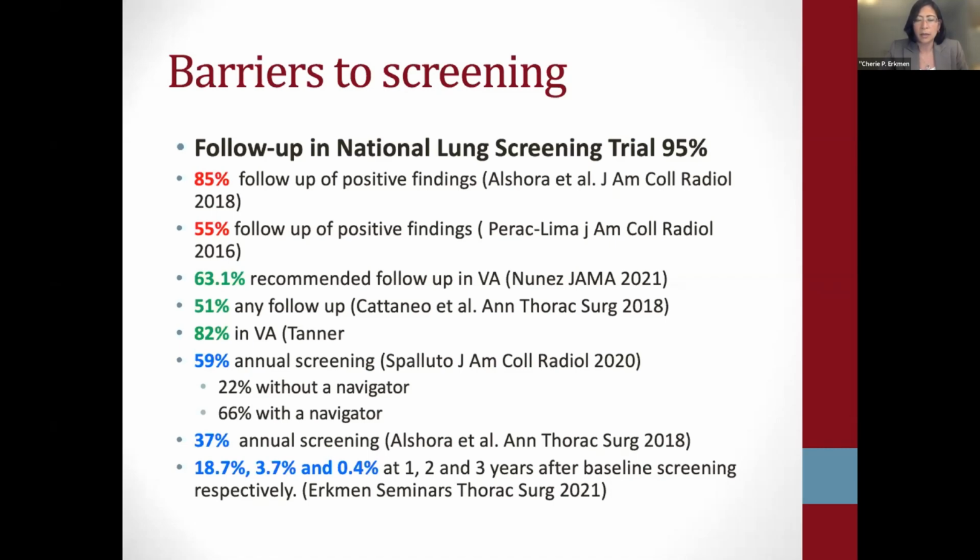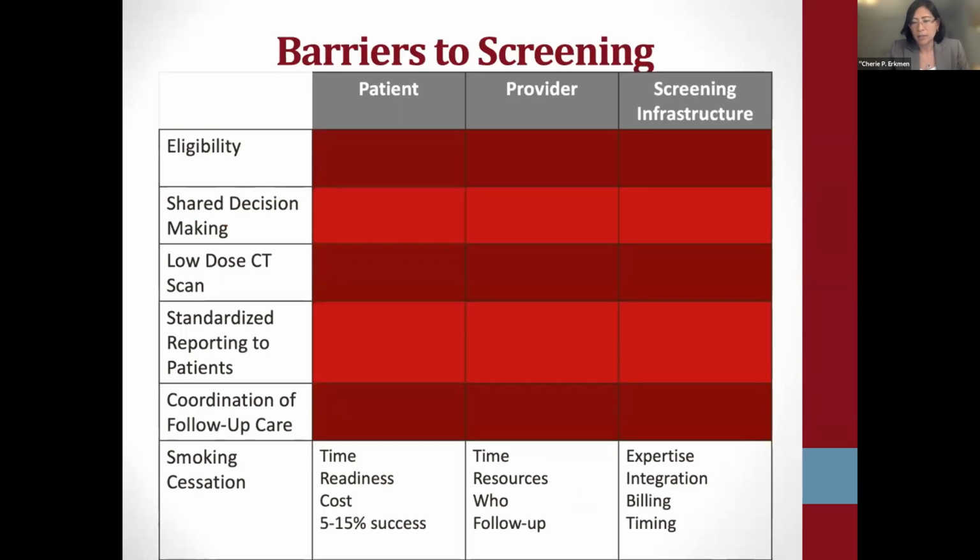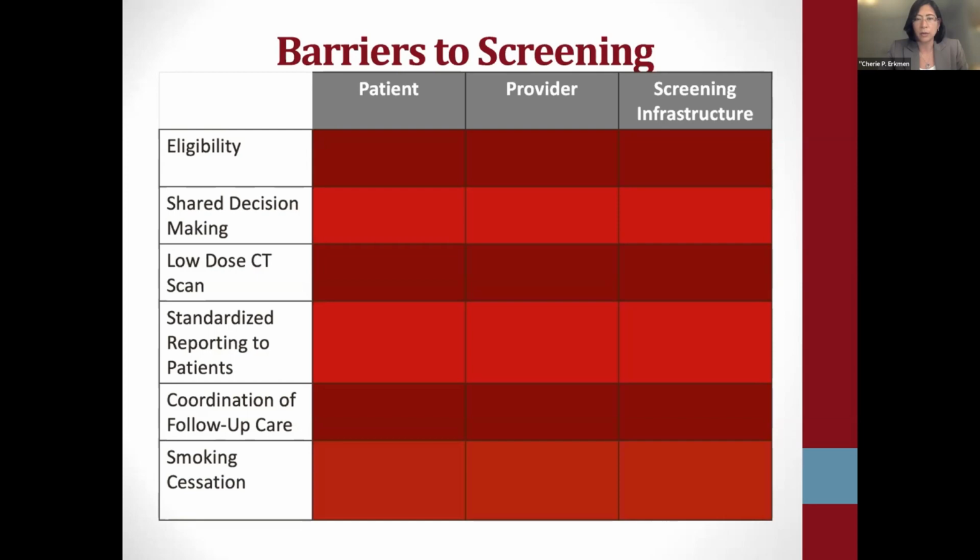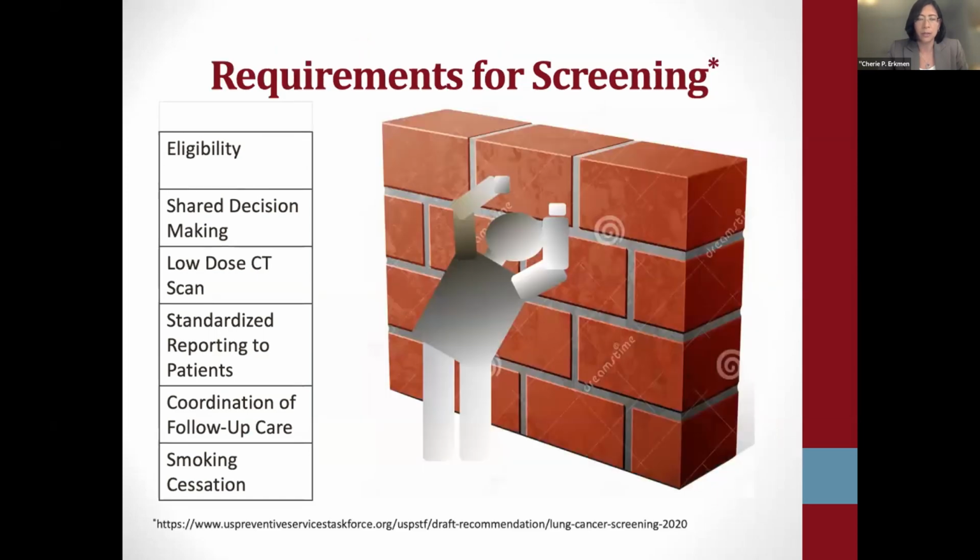And then at the bottom, we look at our data from Temple, a largely underserved community: 18% at 1, 2, and 3 years, and it went down to less than 1% of people who had 3 annual screens. So the follow-up is a barrier. And smoking cessation can be a barrier because it costs, it's hard, you have to follow up, and the success rates are low. So all of these really turn into barriers. And so though they are requirements, it becomes almost a brick wall.